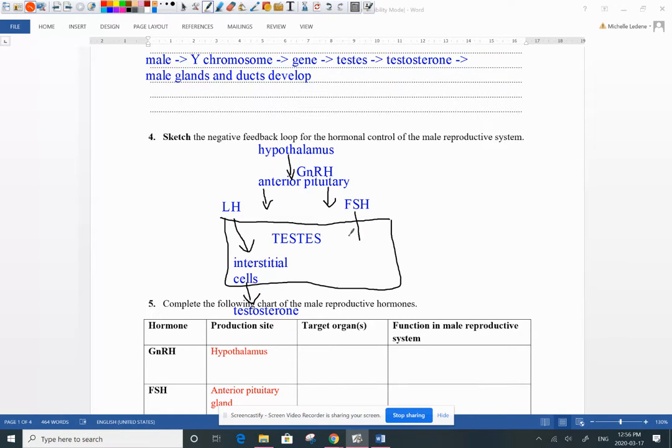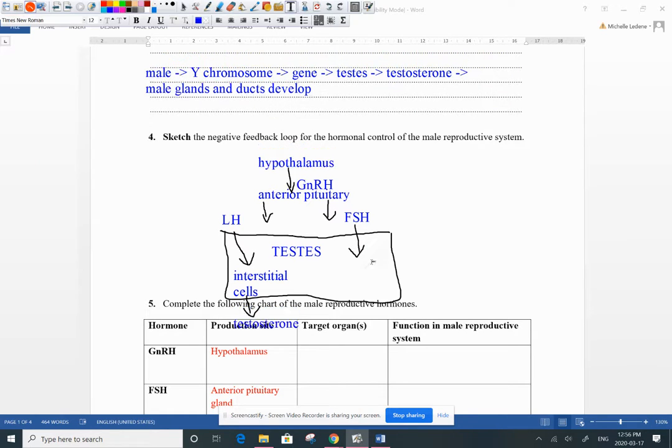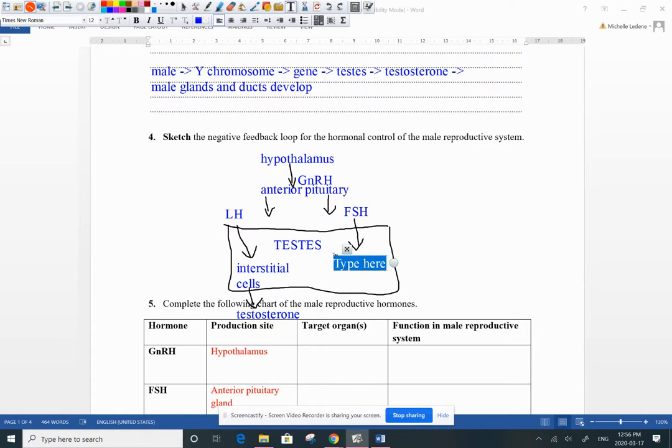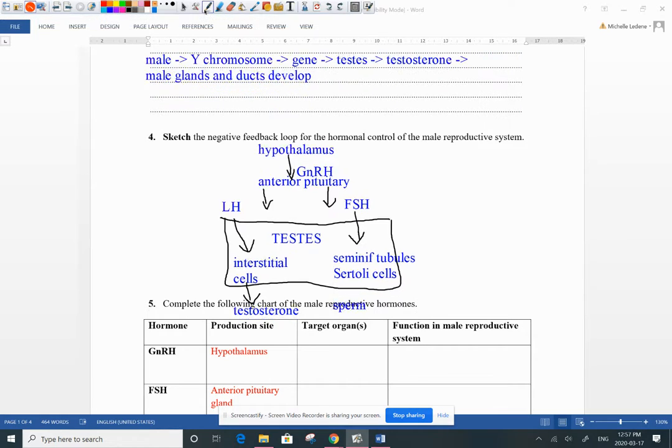Now, FSH is acting on different cells. Remember, we said in the seminiferous tubules, there are the Sertoli cells, and it is those Sertoli cells that are producing and helping to make sperm. Testosterone is acting on sperm production. This is positive feedback. Everybody else here, though, is going to be negative feedback.